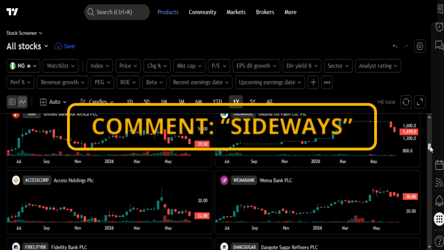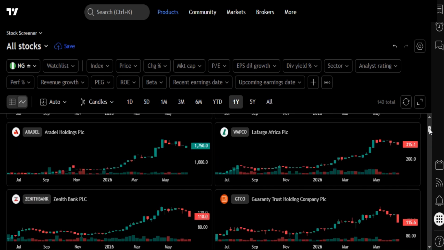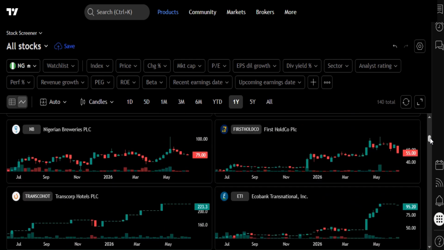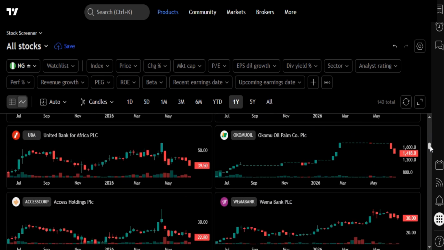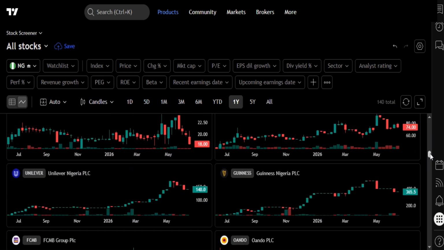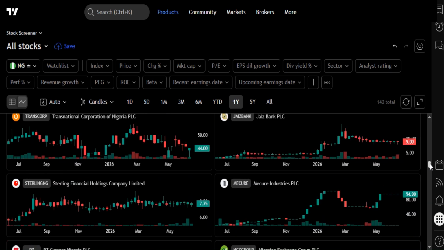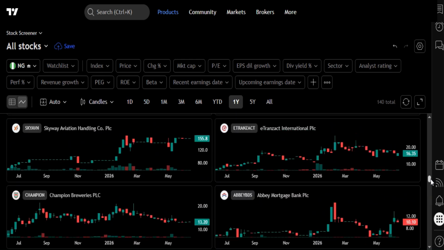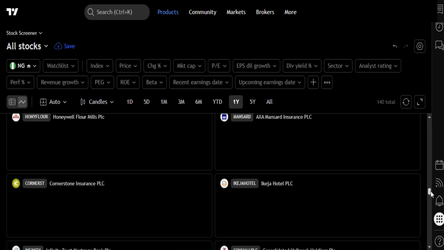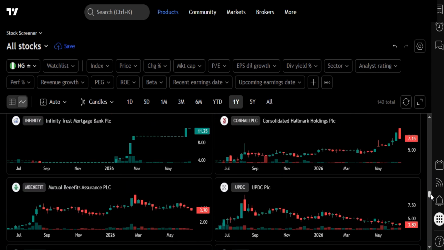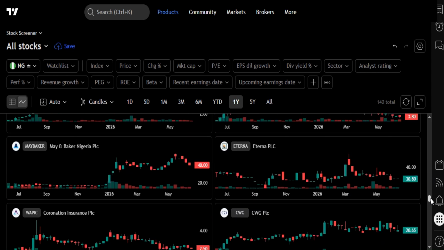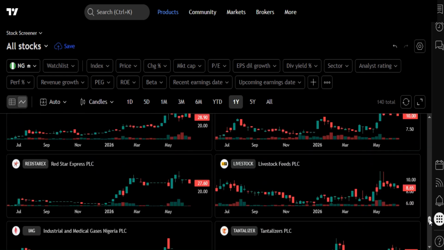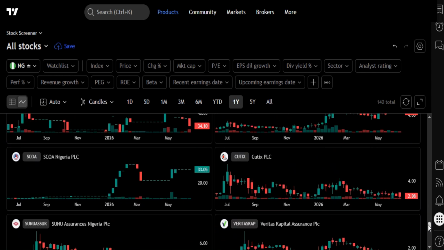So remember this, the best stock isn't necessarily the cheapest stock, the best stock isn't necessarily the fastest rising stock, and it's definitely not always the stock everyone is talking about. The best stock is often the one that gives you both opportunity and flexibility. An opportunity to profit and the flexibility to exit when you need to. That's why liquidity should always be part of your stock selection process.